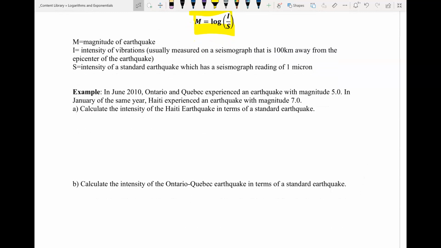In June 2010, Ontario and Quebec experienced an earthquake with a magnitude 5. In January of the same year, Haiti experienced an earthquake with a magnitude of 7. We want to calculate the intensity of the Haiti earthquake in terms of a standard earthquake. This means I'm going to leave this in terms of S. So here is our formula. I know the magnitude of the Haiti earthquake is 7, so that's M. And I'm going to fill this into our equation.